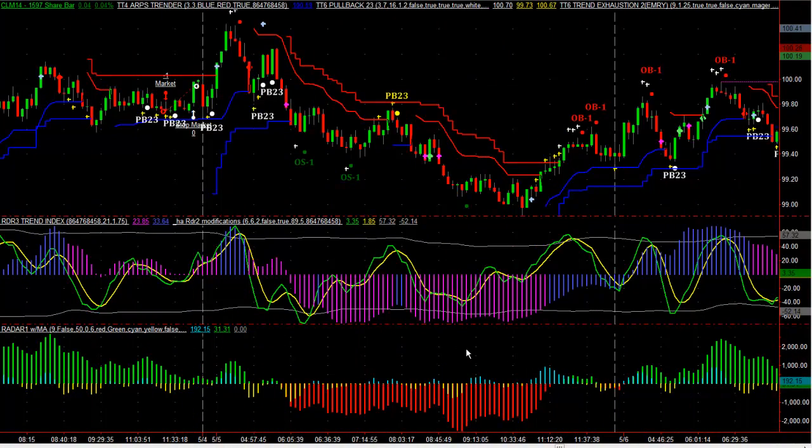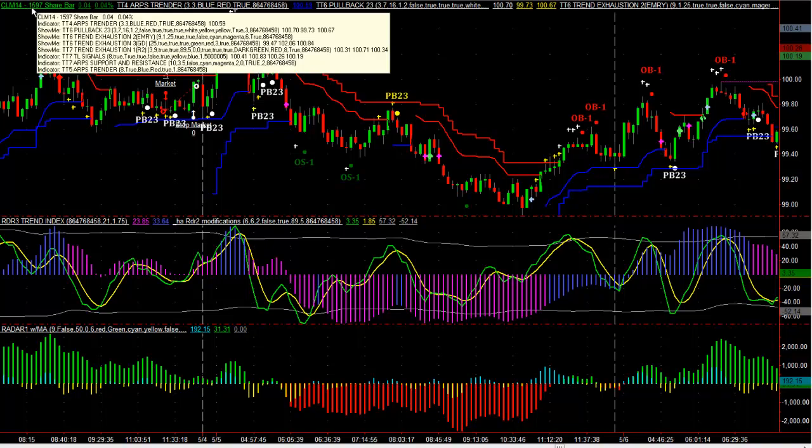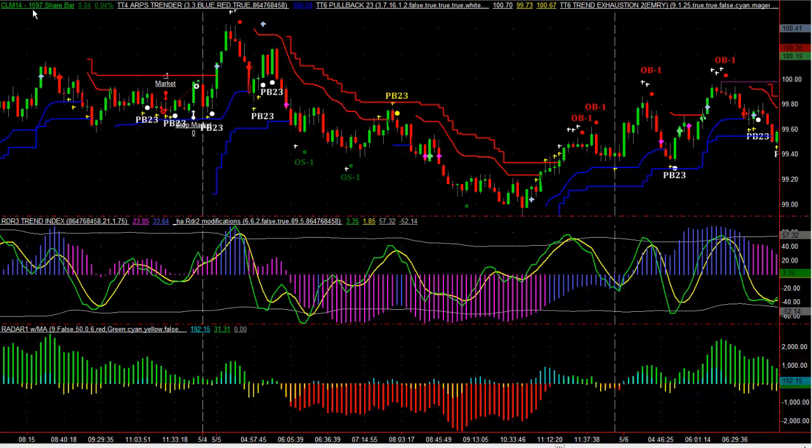Next, we get into the meat of my trading technique, and this is the actual chart that I use to identify setups that I'm looking for to trade. In the case of the crude oil, it's going to be the 1597 share chart, and you can see I have quite a few indicators on here. Most of them should be familiar to you. I have two trenders, a long-term trender and a medium-term trender. I have my trend exhaustion 1 and pullback 23 indicators, and here you can see radar 2 and radar 3, and then here is my radar 1.